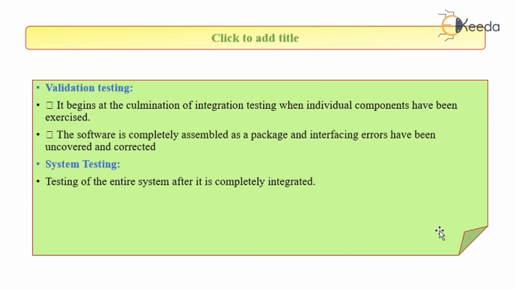Validation testing begins at the culmination of integration testing. When individual components have been exercised, the software is completely assembled as a package, and interfacing errors have been uncovered and corrected. Here we are checking for the requirement, as in the software is tested against the requirement for which it has been designed. System testing: here the entire system is completely integrated and tested.